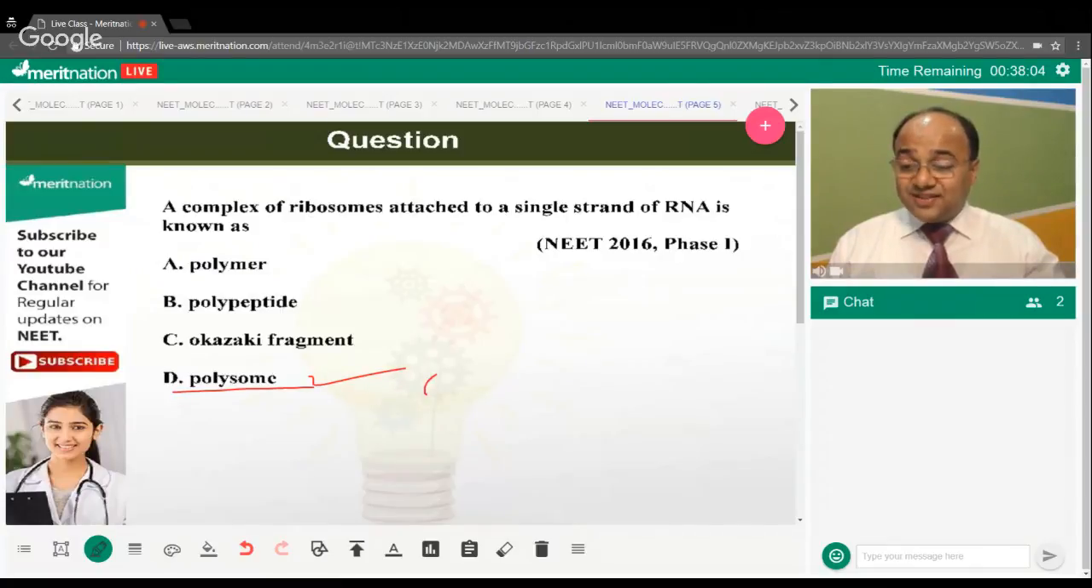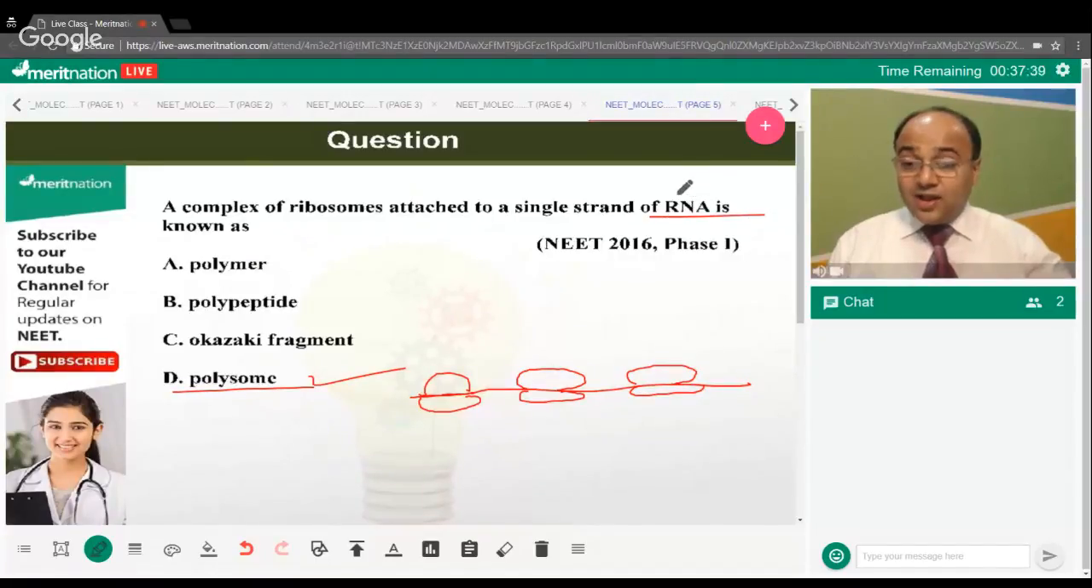Polysome is multiple ribosomes associated with an mRNA, right? A mature mRNA which is being translated. So you will have a single mature mRNA, and all across it, there are a number of ribosomes, right? So a complex of ribosomes attached to a single strand of RNA. In fact, this is an mRNA to be more precise.